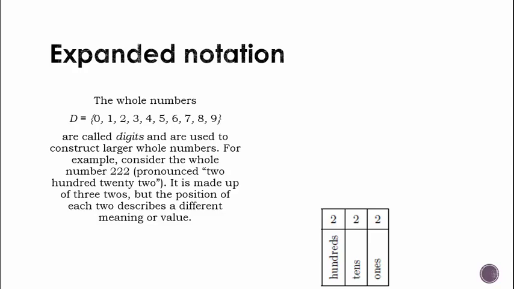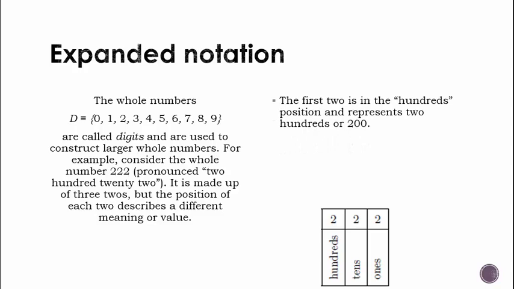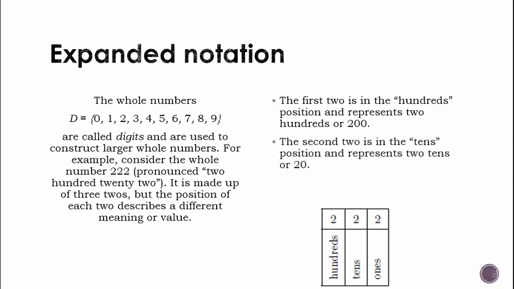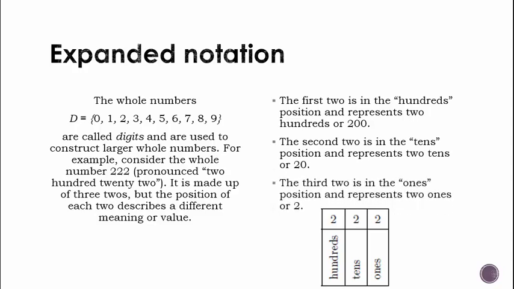For example, consider the whole number 222. It is made up of 3 2's, but the position of each 2 describes a different meaning or value. The first 2 is in the hundreds position and represents 2 hundreds, or 200. The second 2 is in the tens position and represents 2 tens, or 20. And the third 2 is in the ones position and represents 2 ones, or 2. You can look at our little table here. 2 is in the hundreds column, 2 is in the tens column, and 2 is in the ones column, right?